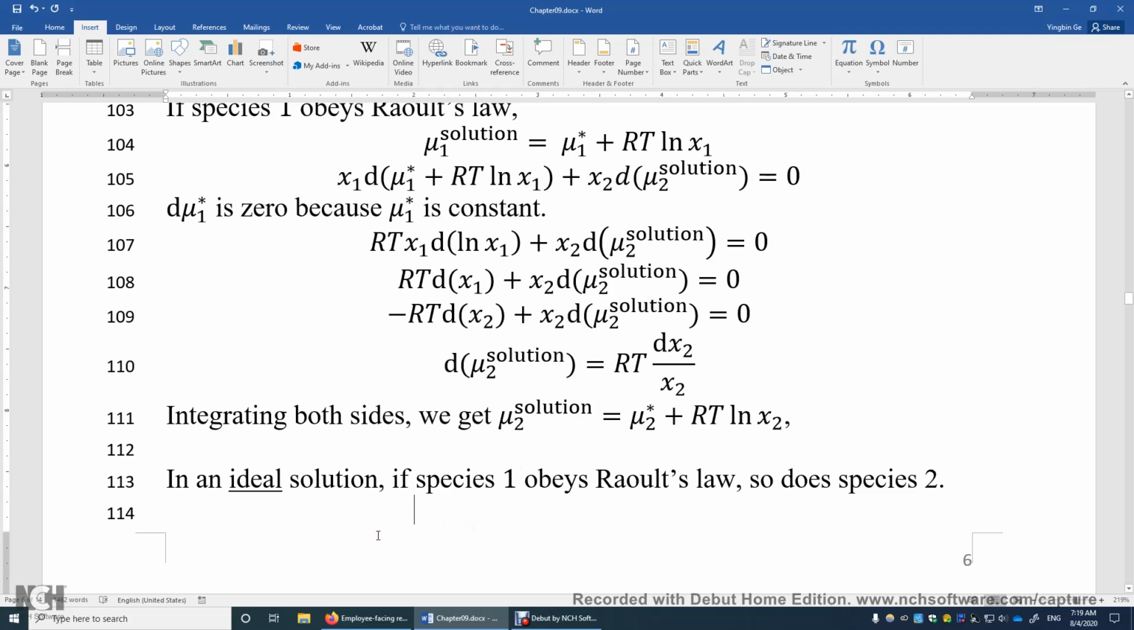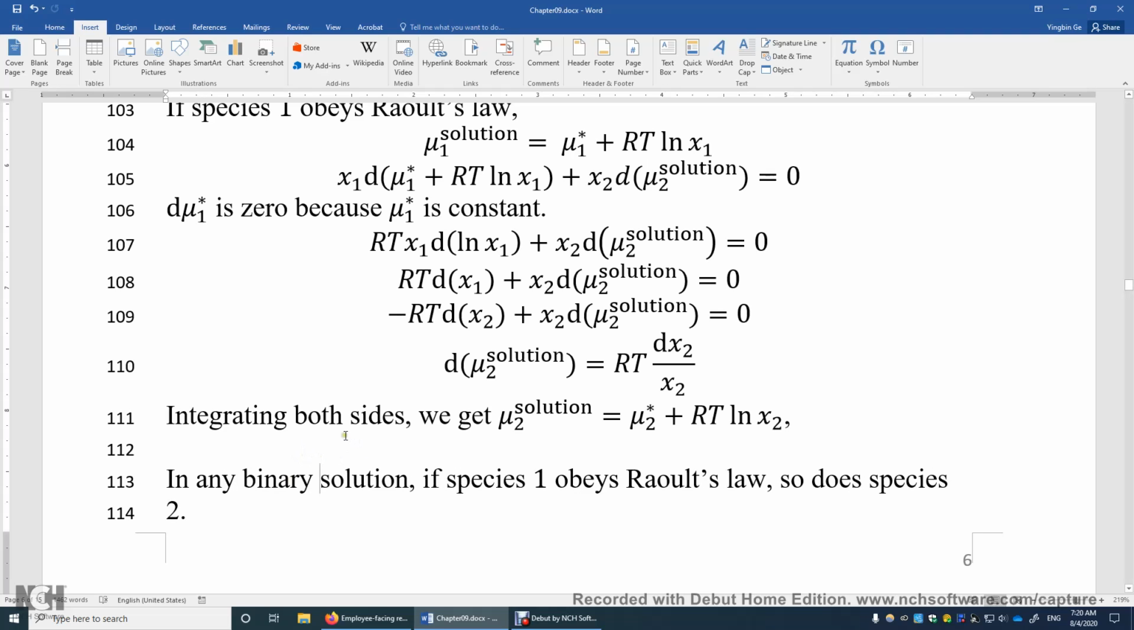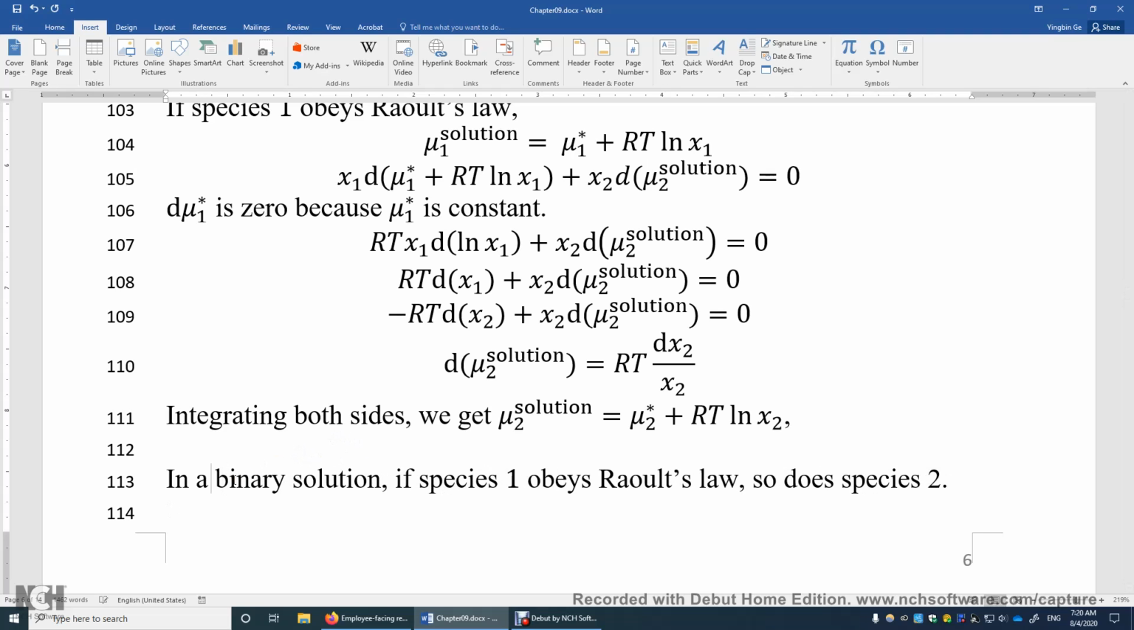In the end, when we use this Gibbs-Duhem equation, we can prove that in any binary solution, if species 1 obeys Raoult's law, then so does species 2. And if both species obey Raoult's law, it has to be an ideal solution.